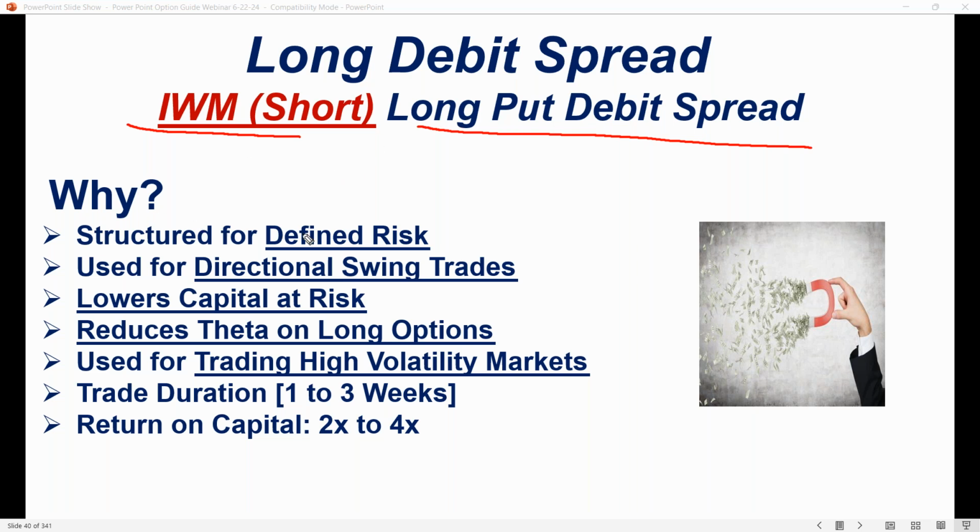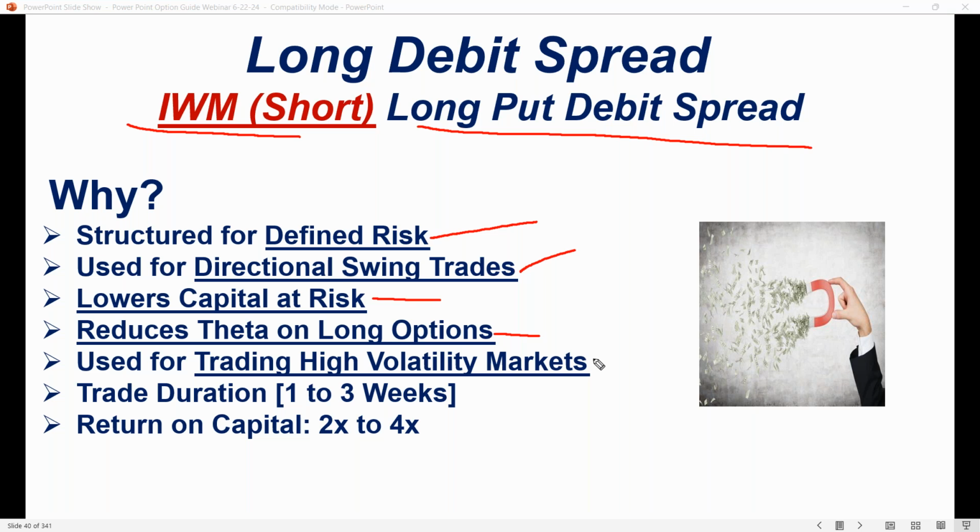So why would we do that? Well, we can define that risk. We can really, really tailor that risk to how big or low we want it. Great for directional swing trades. It's going to lower that capital at risk, reduces our theta on the long option. So if we're just long puts, we're going to have really big theta decay. But by offsetting some of that with the short put against it, that reduces that theta decay.